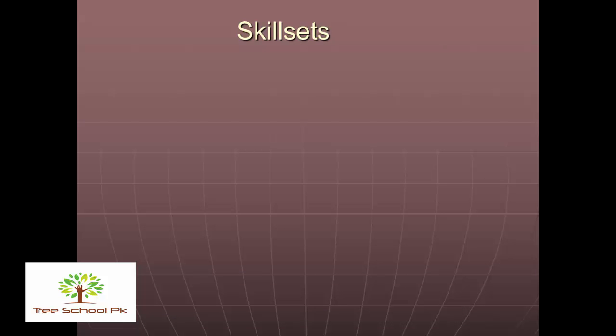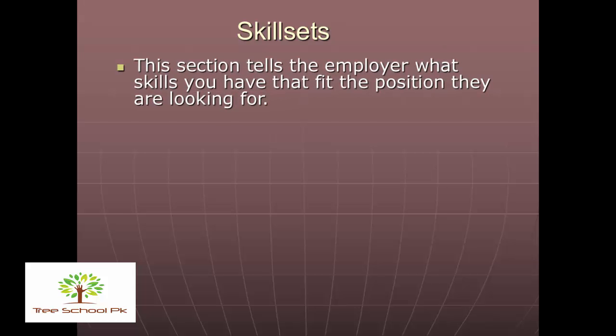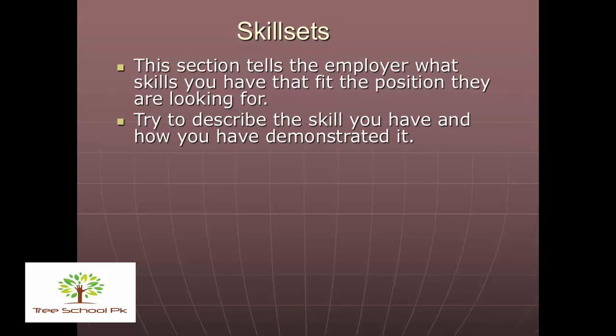In the next step of the CV writing steps, we basically type the skill sets. What type of skills you must write in this section. This section tells the employer what skills you have that fit the position they are looking for. For example, try to describe the skill you have and how you have demonstrated it.